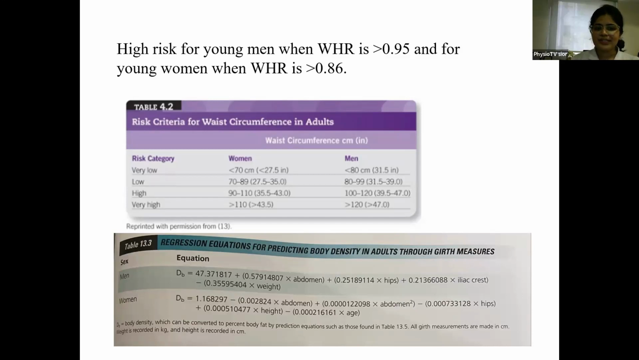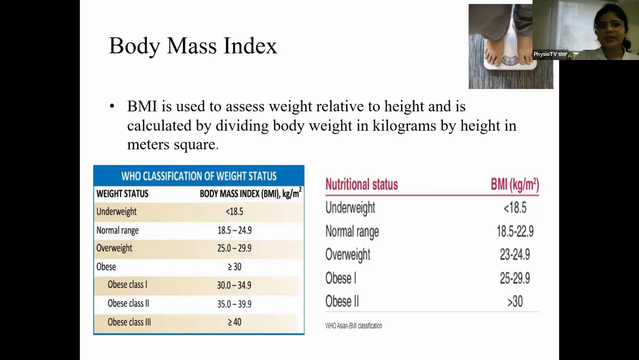So this is the equation. For all the girth measurements we have taken, we will substitute the values and get the body density for men as well as for women. Also for measures of circumference, the reliability is 0.94.